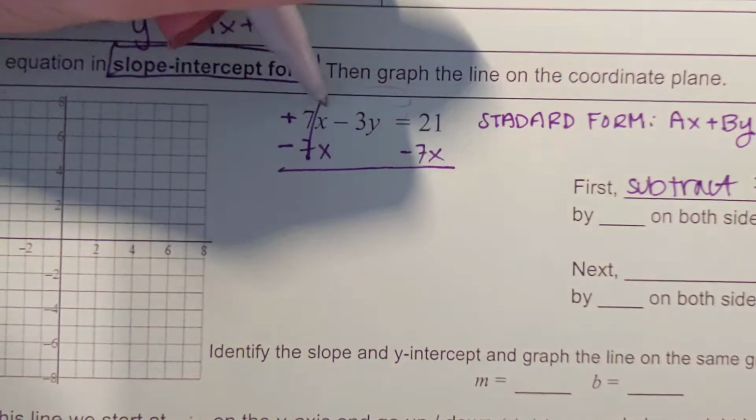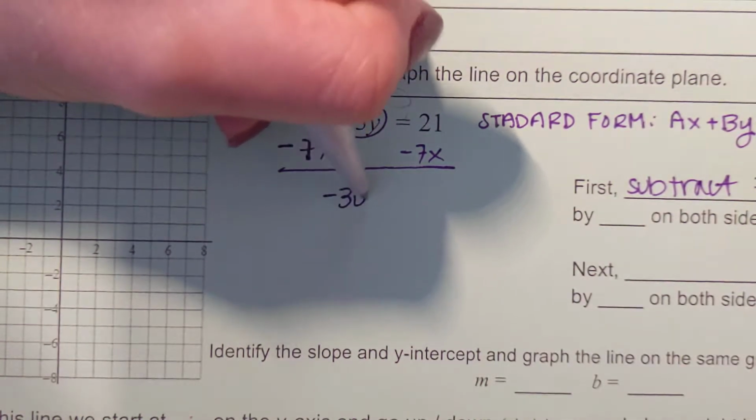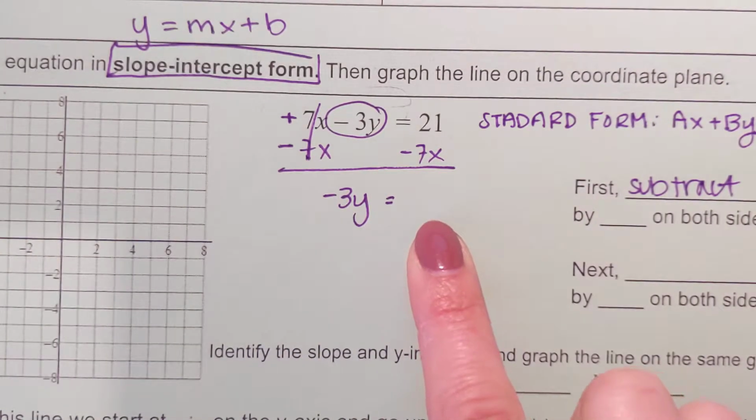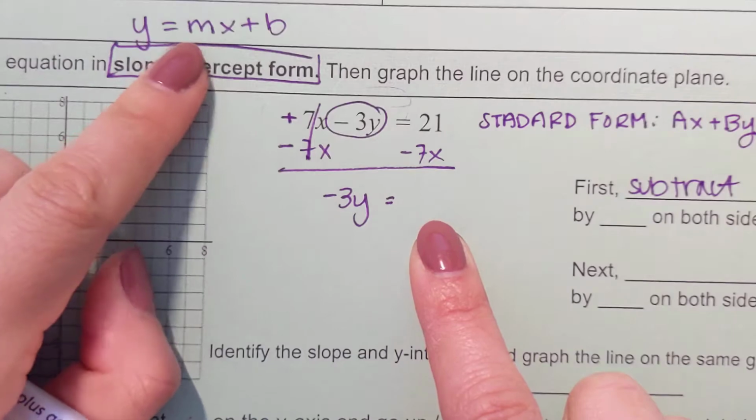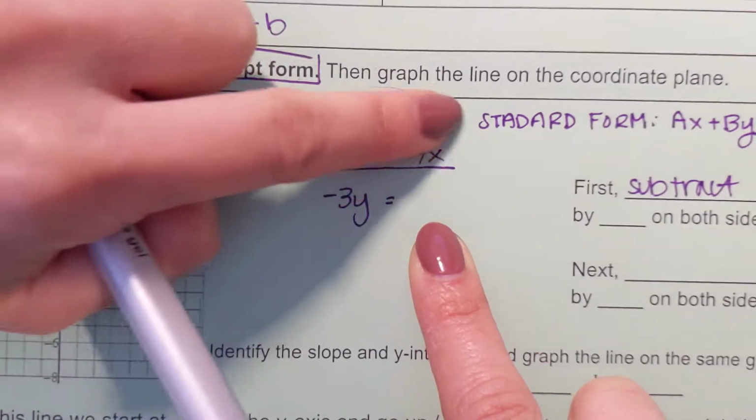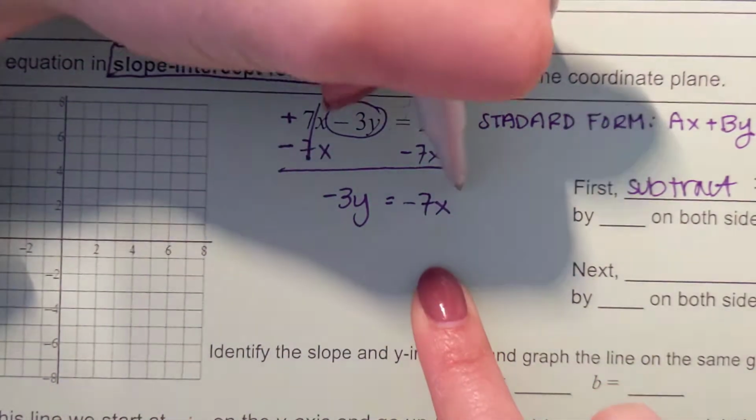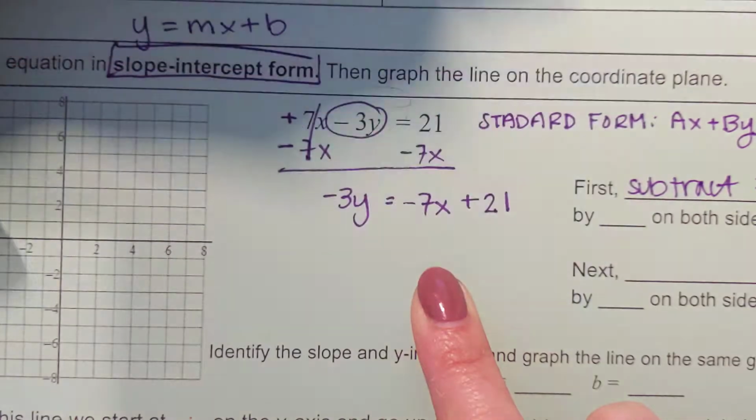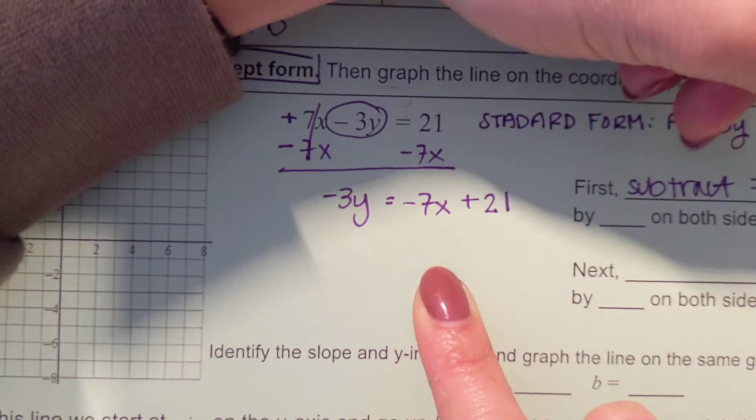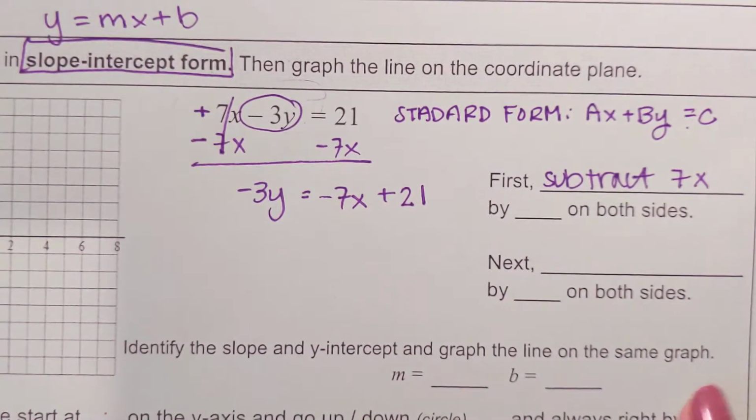And then I see on the left side, all I have left is this -3y that's going to come down here. But on the other side, I want to keep in mind what my goal is. My goal is to rewrite it in mx plus b form. So maybe I want to write the x first. The thing here that has the x is the -7x and then the positive 21. So subtract 7x on both sides.